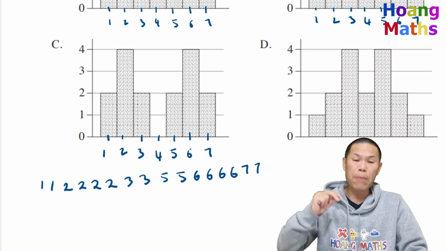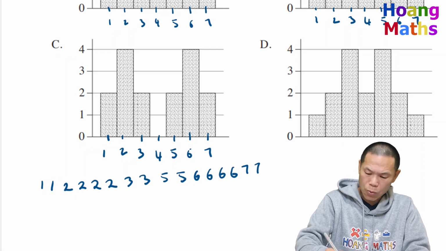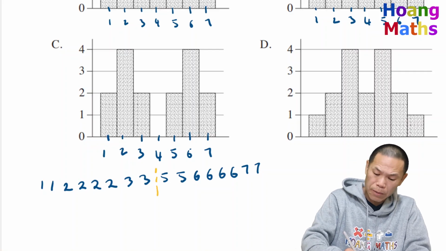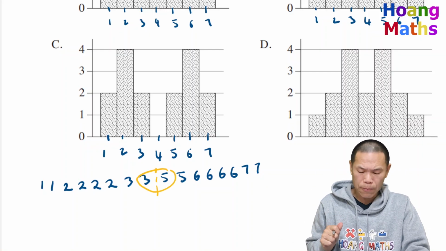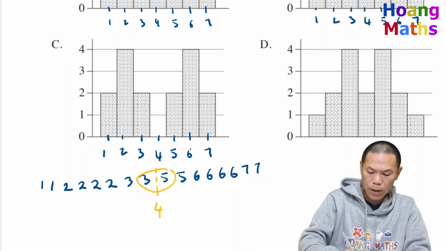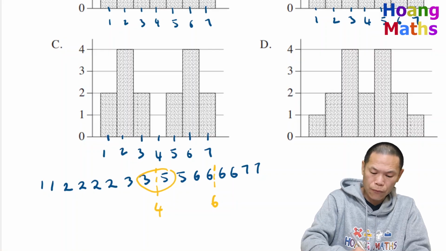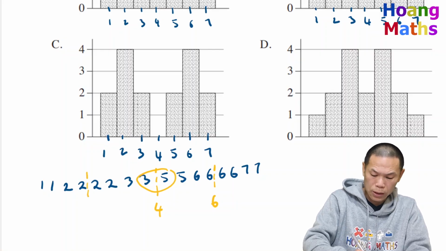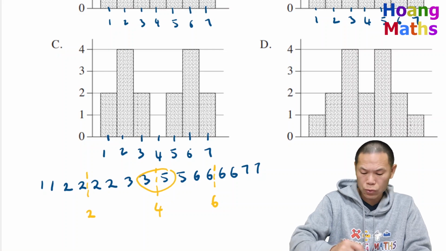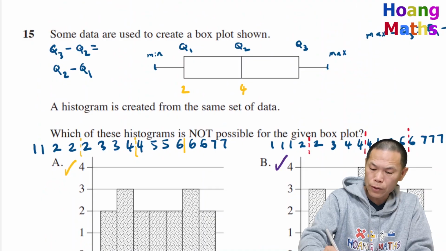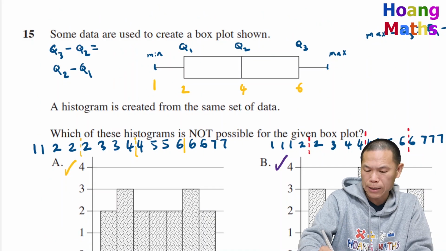Now we just need to work out the 5-point summary for this. So 1, 2, 3, 4, 5, 6, 7, 8. The median is 5 plus 3, divided by 2, which gives me 4. Then Q3 is 6, and Q1 is 2. So let me write this down: 2, 4, 6. The minimum is 1 and the maximum is 7.